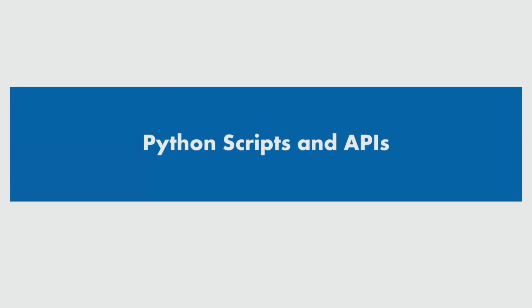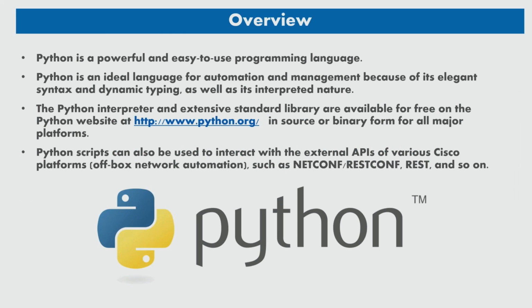Now let's talk about Python scripts and APIs. Python is a powerful and easy to use programming language. It is an ideal language for scripting and rapid application development because it has efficient high-level data structures and a simple but effective approach to object-oriented programming. Python is an ideal language for automation and management because of its elegant syntax and dynamic typing, as well as its interpreted nature. Because the Cisco networking product line supports Python, you can use it to edit and modify existing scripts as well as create new ones to automate Cisco networking tasks across the enterprise.